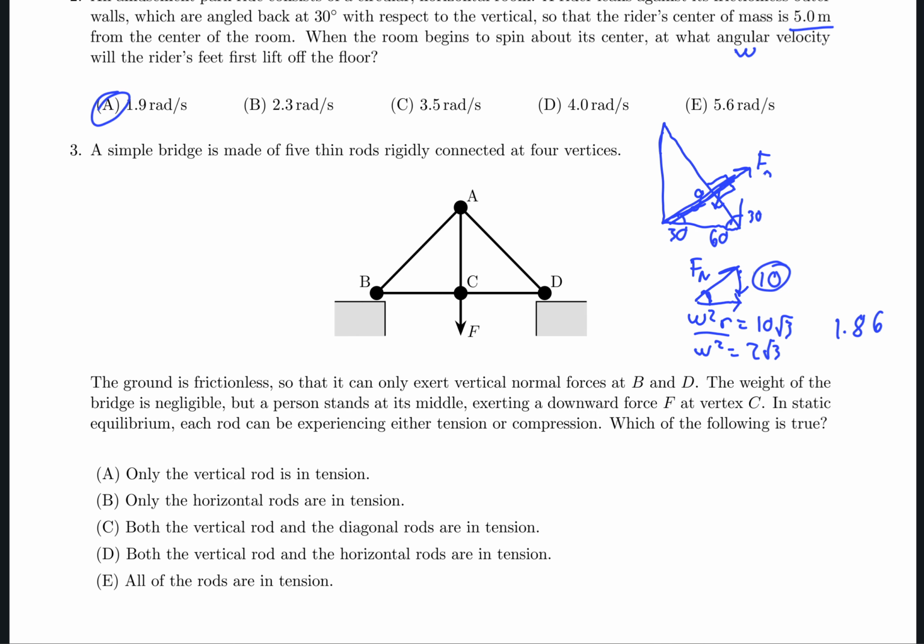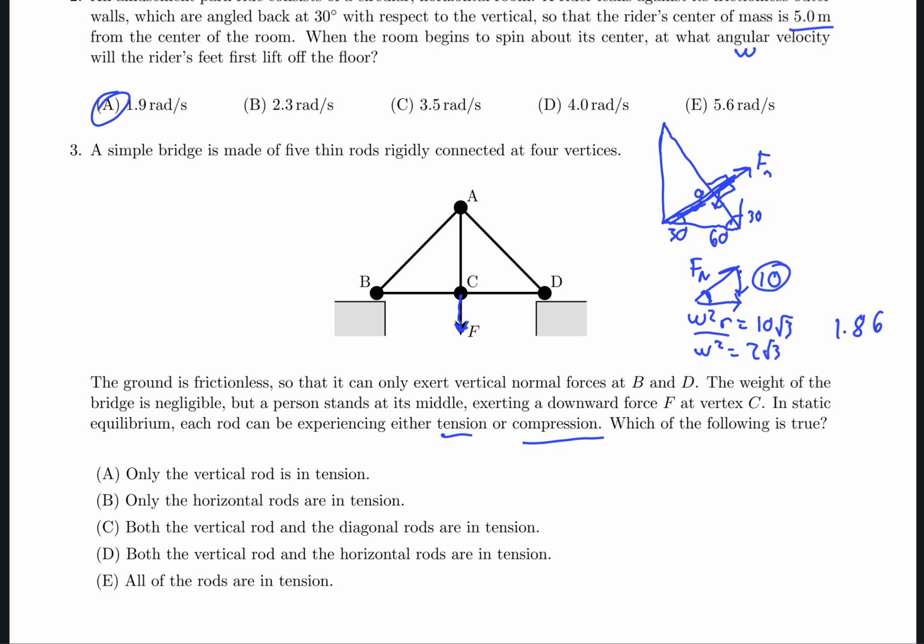Now, a simple bridge is made up of 5 thin rods rigidly connected to 4 vertices. So no friction on the ground. The idea is it has to carry this force. Each of them is experiencing tension or compression. Now, I assume you know what compression is. It means that if we've got a rod, it's sort of being pressed inward. And I'll notate it like this. And from that, you can infer that tension is being pulled outward, like that.